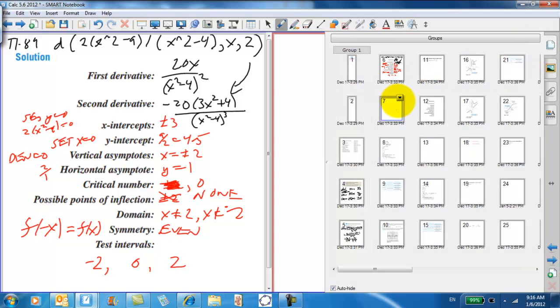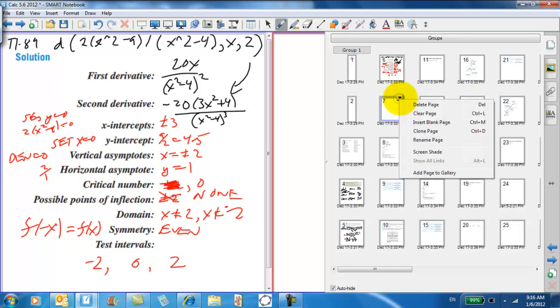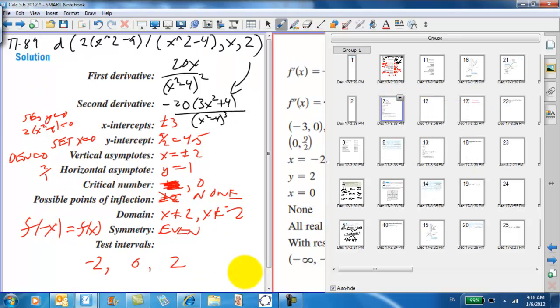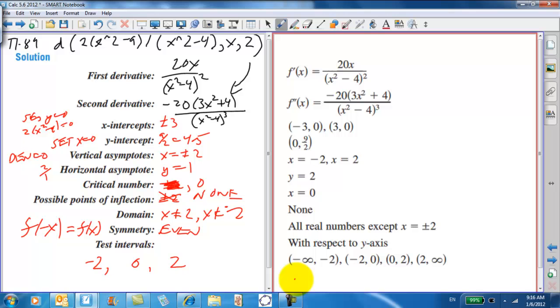Delete that page. And how'd we do? Yep, there's our derivatives. Everything's hunky-dory. Y equals 2. Oh, yep. That's correct. Y equals 2. 2 over 1 is 2. Critical number at 0. There are no possible points of inflection. All real numbers except plus or minus 2. And even symmetry with respect to the y-axis.